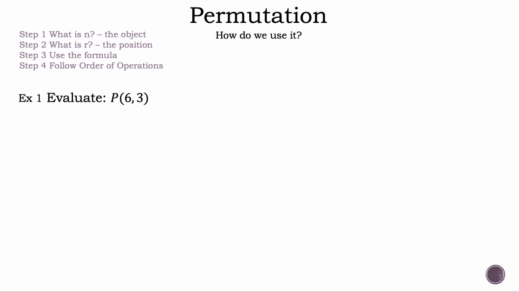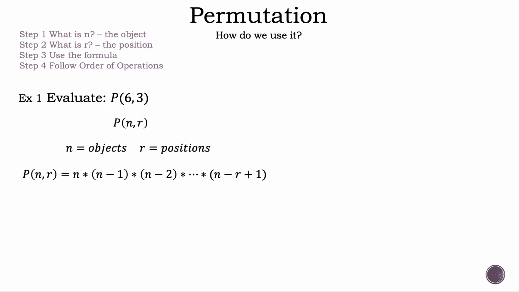Now, let's read the question. Evaluate, where we have 6 permutations of 3. Now, let's write down the first formula so we can figure out how many positions there will be in 6 permutations of 3. Remember, n is the number of objects, and r is the number of positions. In the formula, we only need the quantity of n minus r plus 1, or the last term, to figure that out. Now we need n and r. And n is 6, and r is 3 in this case. So let's substitute 6 for each n, and 3 for each r.